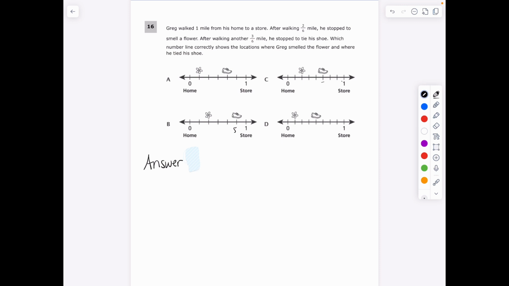All right, let's look at question 16. And for this one, the answer is B. This is a trickier question, and it's because of the something in the reading. So I'm going to read it carefully with you.